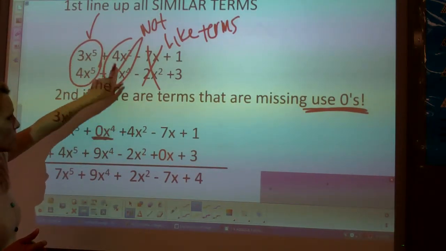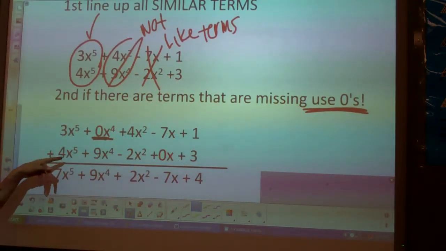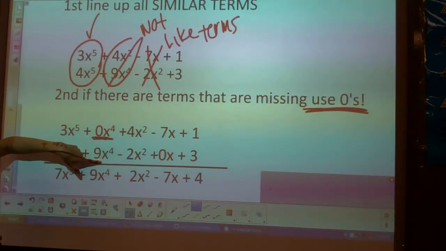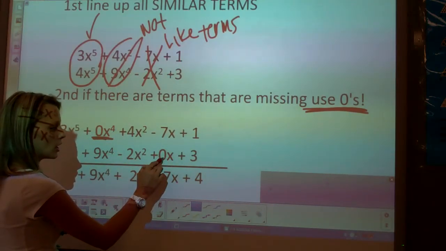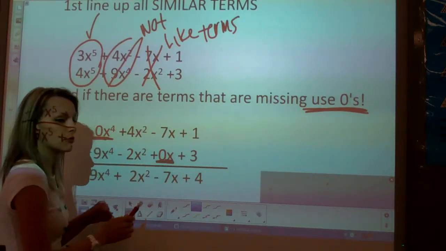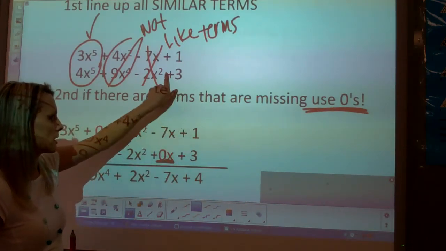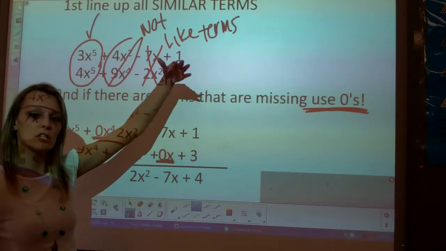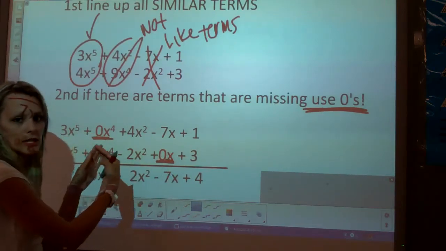And then, of course, our plus 4x squared, minus 7x, and a plus 1. And in our second polynomial, we have a 4x to the fifth, a positive 9x to the fourth, a minus 2x squared. But when you get to the x term, we don't have an x term in our second polynomial. So you fill in that space with a plus 0x. And then you finish it with your plus 3. So the only difference between this problem and the first example is that now you need to add in some zeros as placeholders.